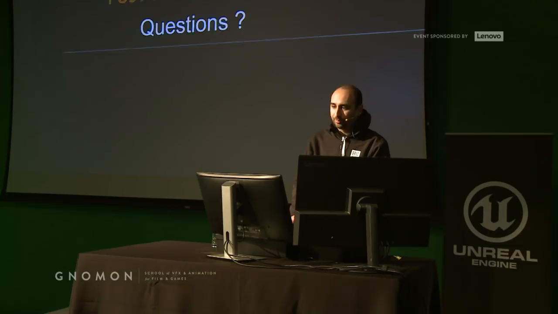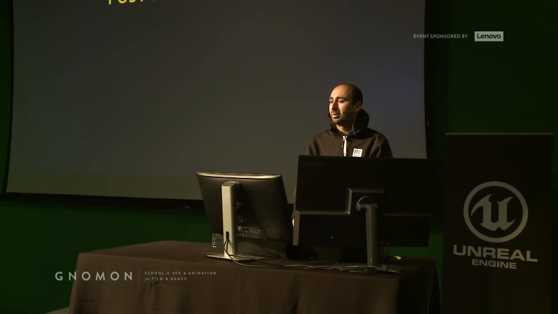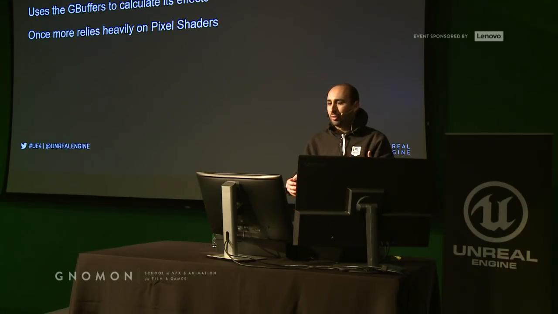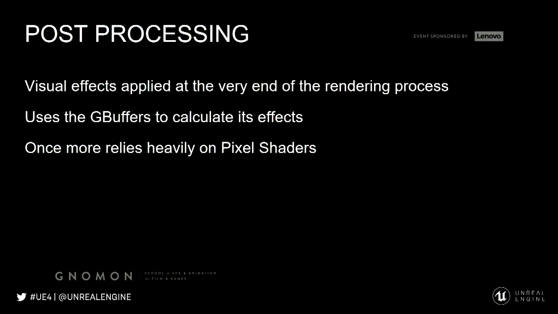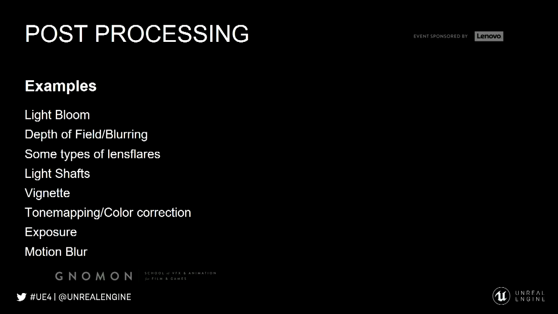Okay, cool. So the last step in the rendering pipeline is post-processing. I think this is a step that most of you are familiar with because it's almost the same in VFX. Post-processes are full-screen visual effects that are applied at the end of the rendering process. Because we already have a lot of interesting information in the G-buffers, they can be used to calculate some of those post-processes. The whole thing is basically done using a pixel shader. Here are some examples of common post-processes that Unreal supports.